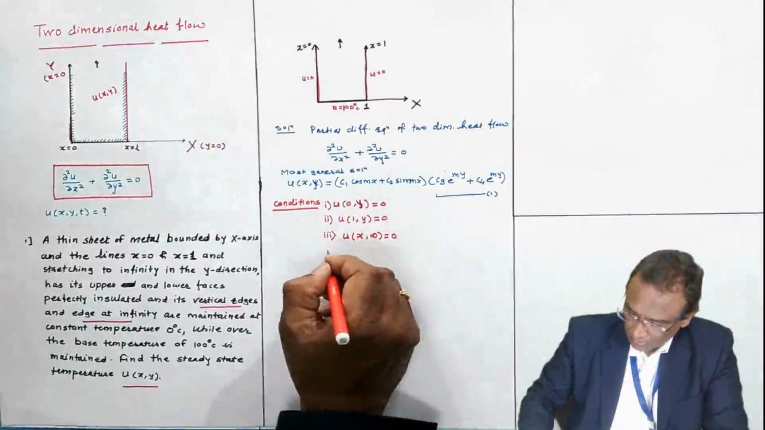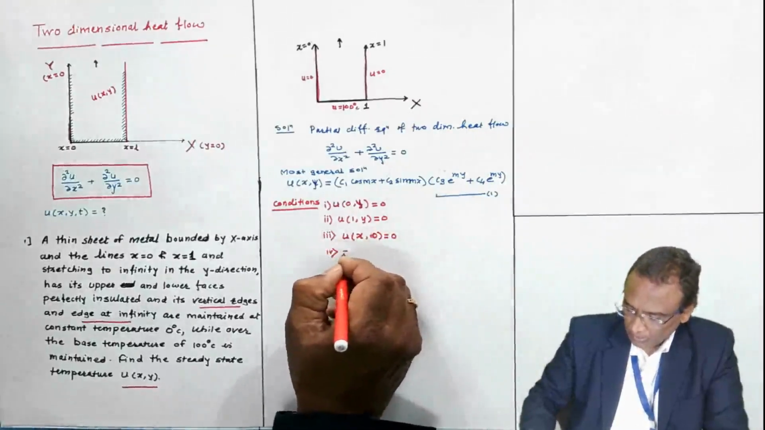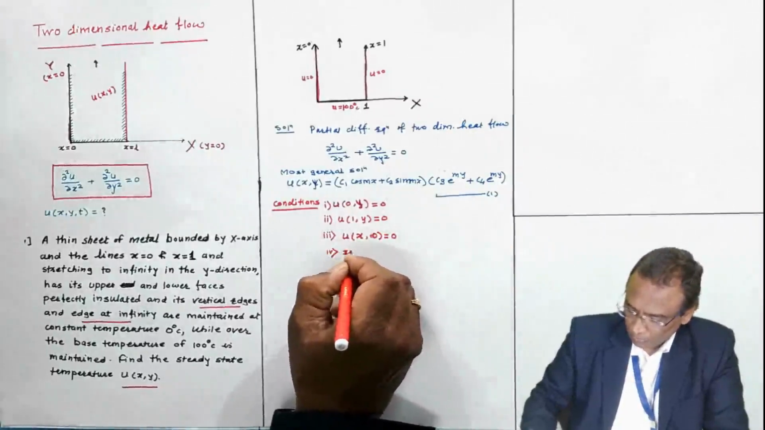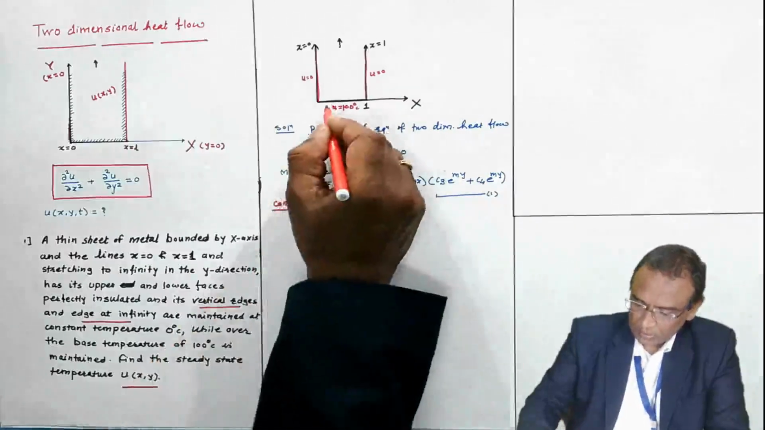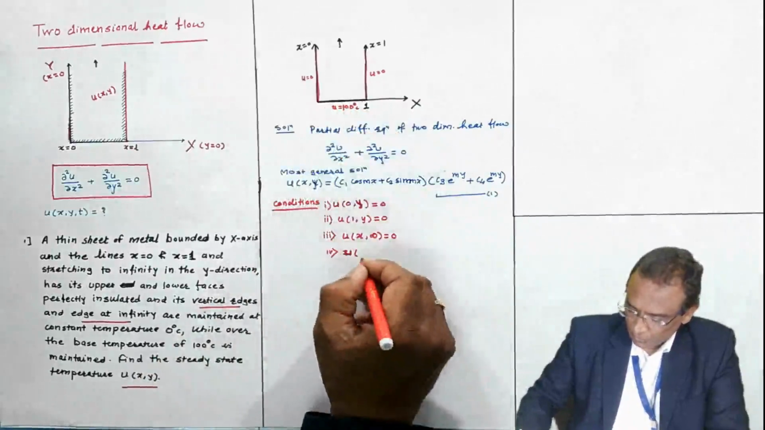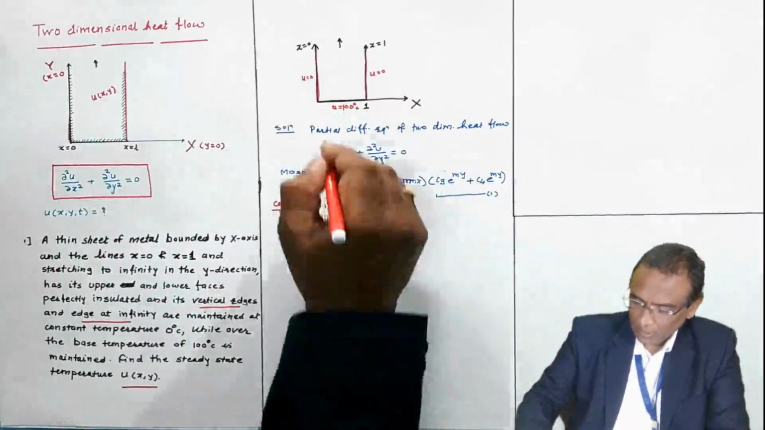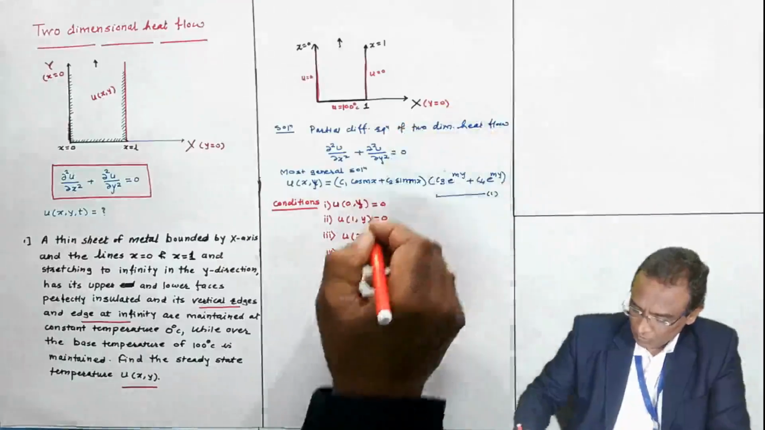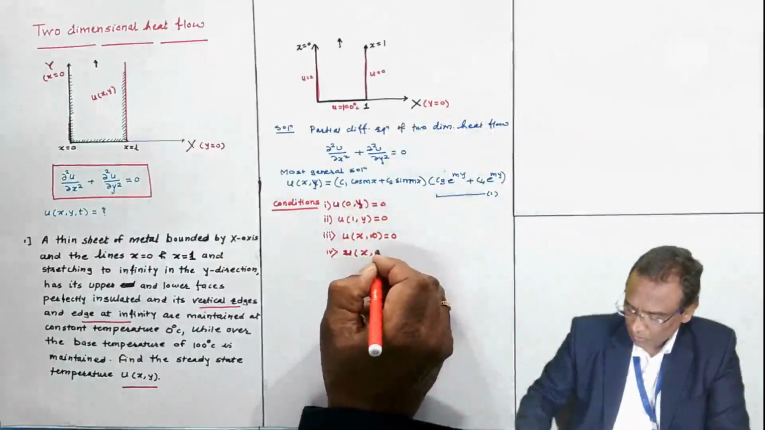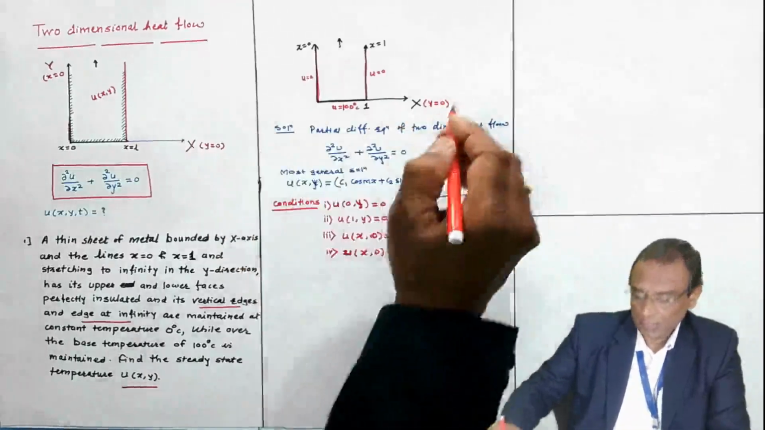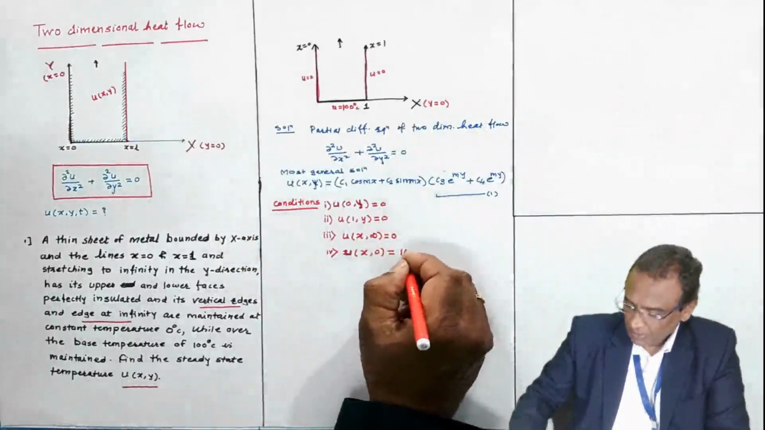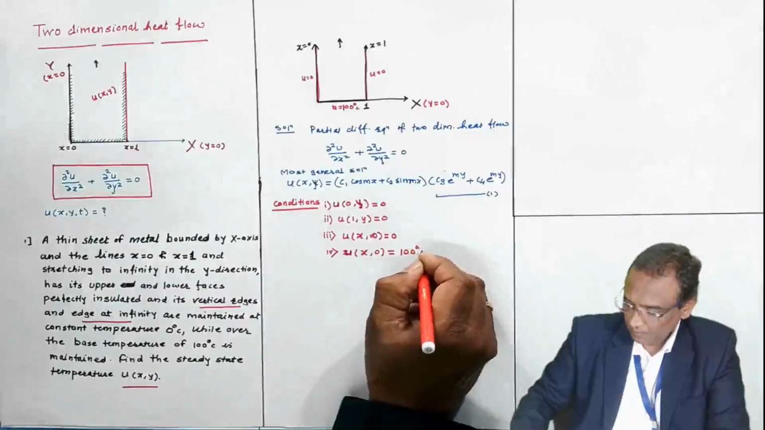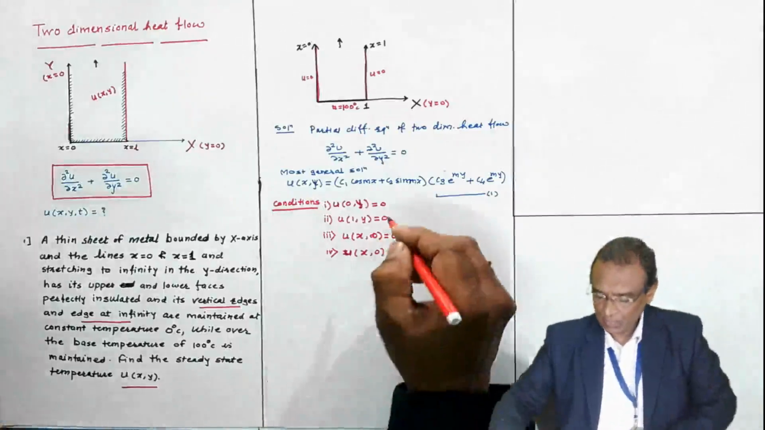Now the fourth condition is u of (x, 0), along y equal to 0, in the x direction. The temperature is maintained at 100 degrees centigrade. These four conditions are given.